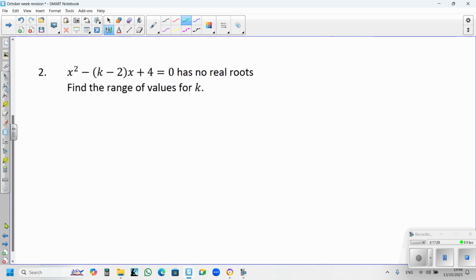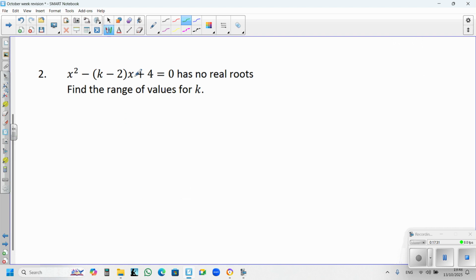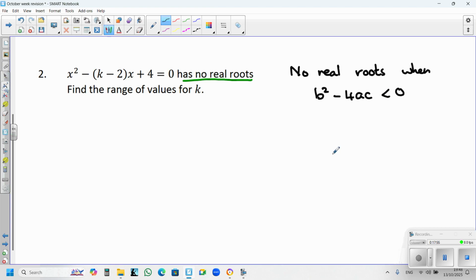Right, this one here: x squared minus (k minus 2) times x plus 4 is equal to 0. Find the range of values for which it has got no real roots. So they're telling me no real roots. What's the condition for no real roots? We've got to write that down. No real roots when b squared minus 4ac is less than 0.